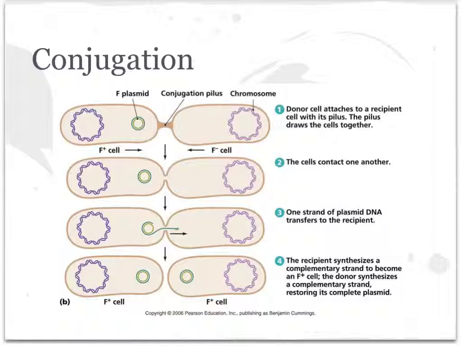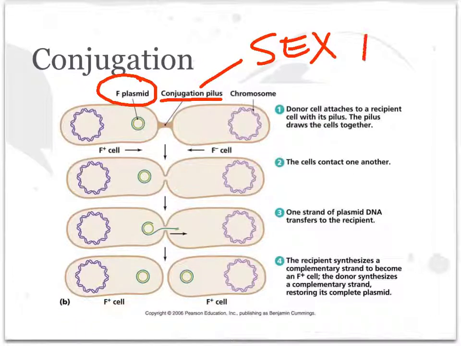Another way in which bacteria can be transformed is through a process known as conjugation. In conjugation, specifically with what we're going to call the F plasmid, we're using a plasmid. This F plasmid codes for what we're going to call the conjugation pilus, or one of my favorite terms and favorite ideas in all of biology. It's also known not as a conjugation pilus, but as a sex pilus.